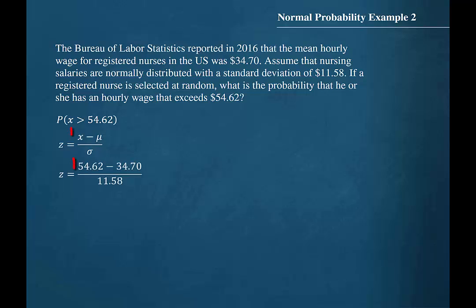So we would find the difference between the value of the random variable, 54.62, and the mean, 34.7. And then we would divide that by the standard deviation, 11.58. This would result in a z-score of 1.72. So finding the probability that the random variable x would exceed 54.62 would then be the same as finding the probability that a z-score on the standard normal distribution would be greater than 1.72.